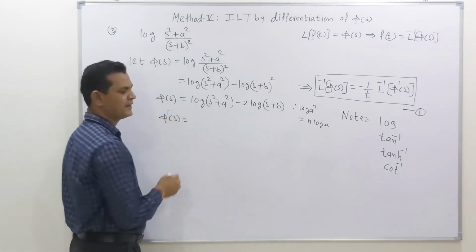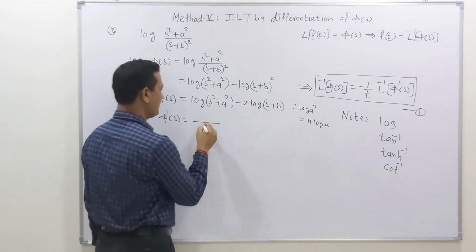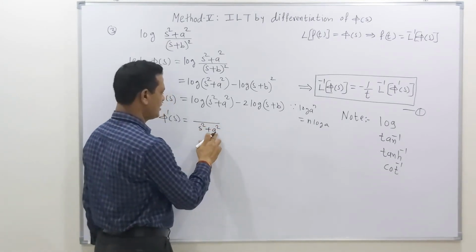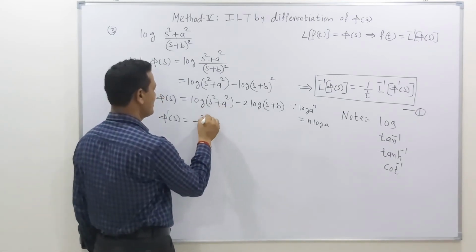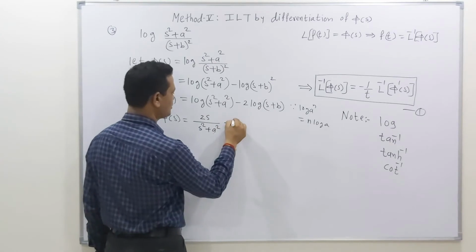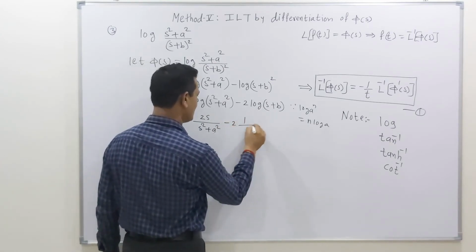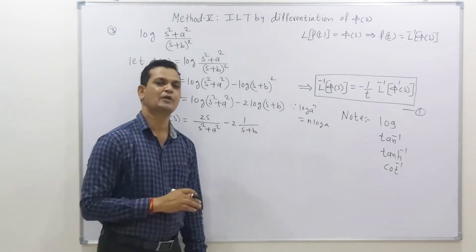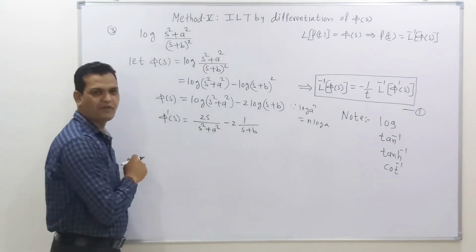So phi dash of s is equal to, derivative of log of s square plus a square is 1 upon s square plus a square, but this is a function other than s, so the derivative of s square plus a square is 2s. Minus, this 2 is as it is, then the derivative of log of s plus b is 1 upon s plus b, then the derivative of s plus b with respect to s is 1. So this is the simple value of phi dash of s.